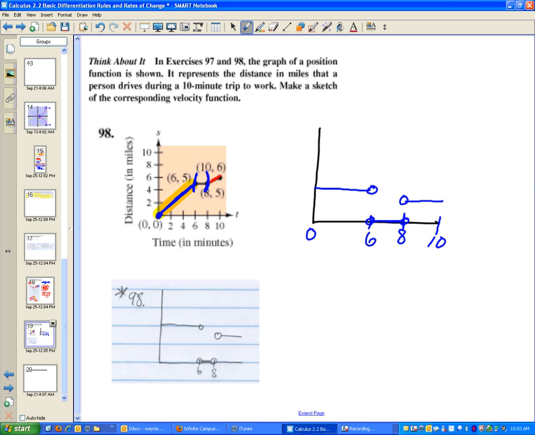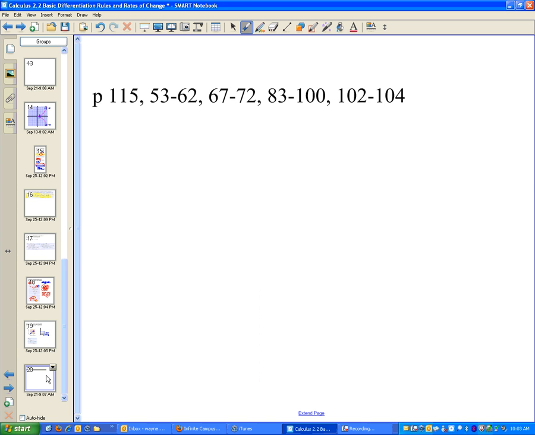All right. Woohoo! You will not get this finished tonight. Get as much of it done as you can.